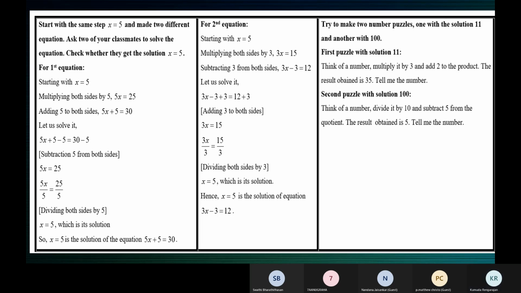Yes, Swati? Ma'am, for the second puzzle, if they ask to form an equation, it will be like x by 10 minus 5 is equal to 5. Like that, ma'am. Is equal to? X by 5, ma'am. Yeah, correct. Perfect.